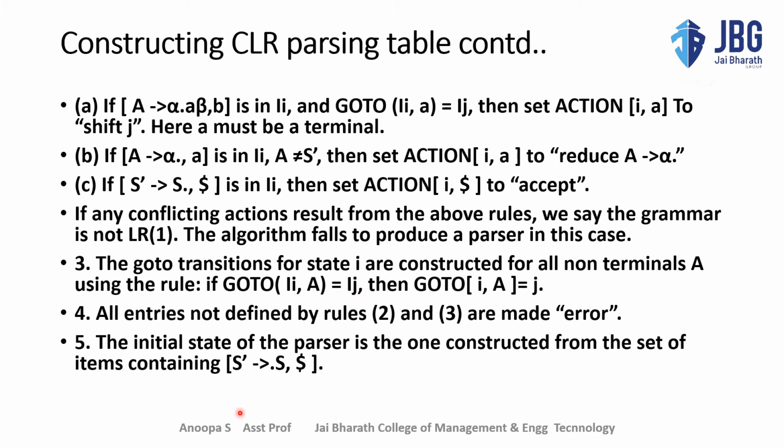Now, we have discussed that the initial state will be constructed from this. In that case we had up to this only, right? S dash giving dot S was our first item. Here we have to include a look ahead symbol, and the initial look ahead symbol will be dollar. So this is also important. This is how we will construct a CLR parsing table.